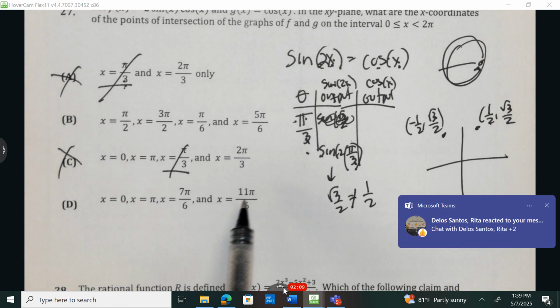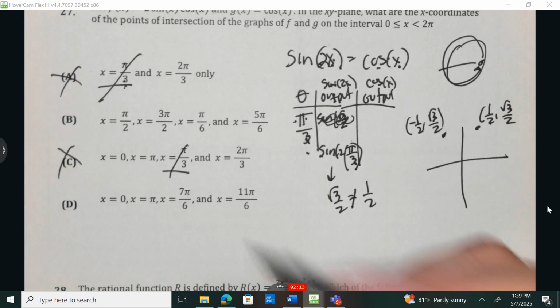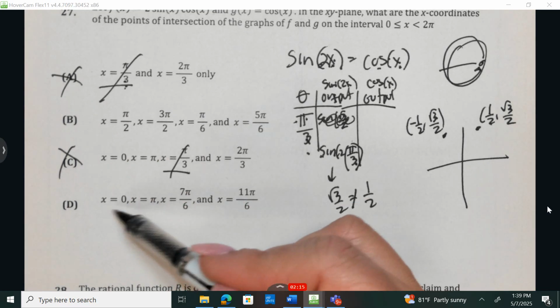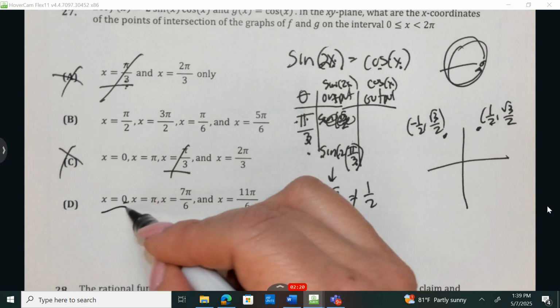That means I can cancel out the options with pi over 3. There are no numbers that are directly the same in the first part and also in the second part. So let's just start with what I think is going to be easier. I think 0 is probably the easiest one to test. Again, I'm just plug and chug. Ready? So I'm going to input in 0.